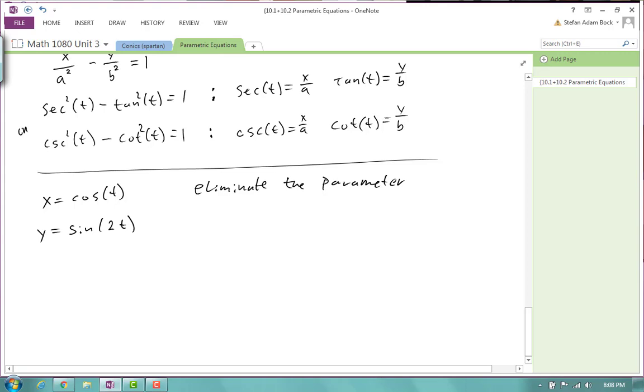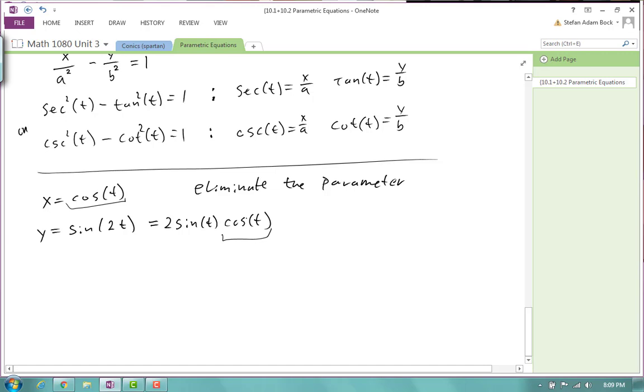Now, what we mean when we say eliminate the parameter is I want to rewrite this as a function of a single variable. I don't want to involve a parameter. I want to see what it looks like without the t. Well, that's a little bit more difficult because we don't have some kind of a trig identity relating sine of 2t with cosine of t. Well, sine of 2t is a double angle identity, so this is 2 sine of t cosine of t. But what I notice here is I got a cosine of t, which is exactly my x. So I have 2 sine of t times x, basically.